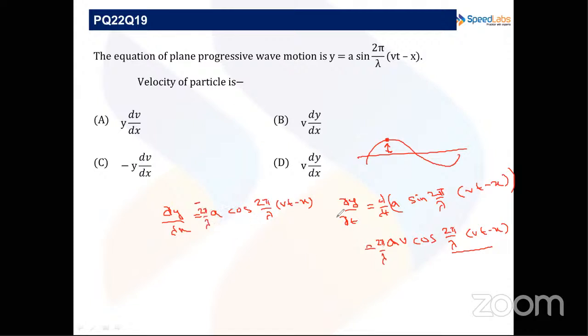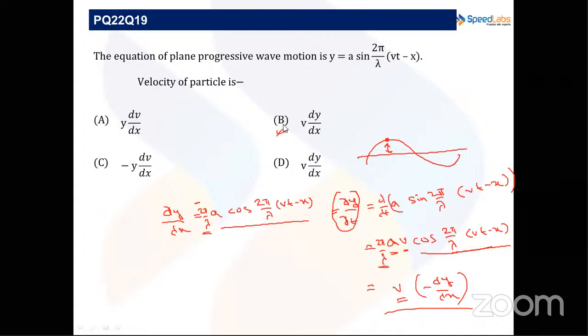So now this is my particle velocity. Start substituting in it. 2 pi by lambda a is also there, and cos of this entire thing is dy by dx. So only v is left, and this is negative of dy by dx. So this is the answer. This is the particle velocity, this is wave velocity into negative of dy by dx. Answer is B, looks right, and no other option matches. Is that clear? B is the answer. This is a standard formula also. V dy by dx.